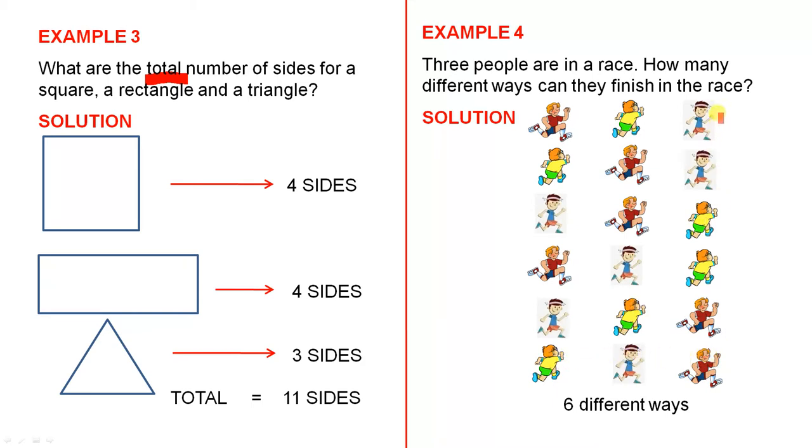In other words, when we look at all these different finishing orders, the different places, there are 6 different ways. First, second, third. First, second, third. Can you see? 1, 2, 3, 4, 5, 6. There are 6 different ways they can finish.